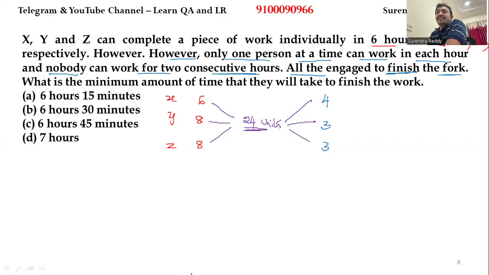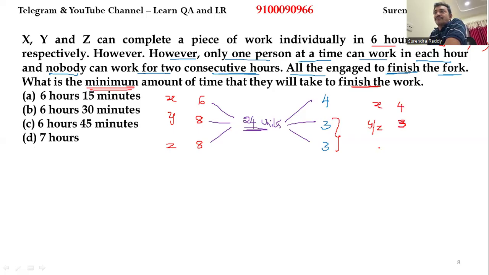Then, what is the minimum amount of time needed to complete the work? Are you looking for minimum time or maximum time? We're looking for minimum time. So, dear students, if you're looking for minimum time, we have to take the person who works with more efficiency more number of times. He has to work more often. So let me consider it this way. X is working 4 units. Now I don't mind about Y and Z because both of them are working with equal efficiency. Either Y or Z can be working for the second hour, which is 3 units.